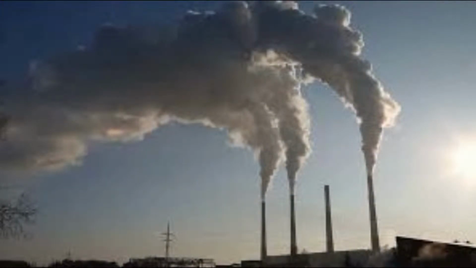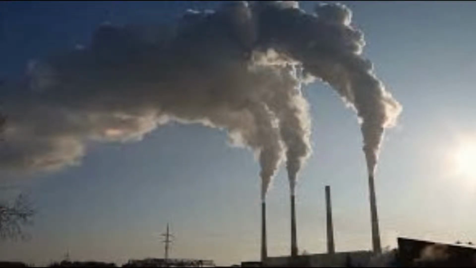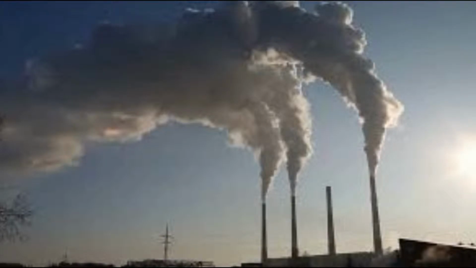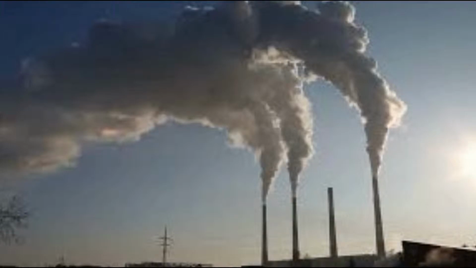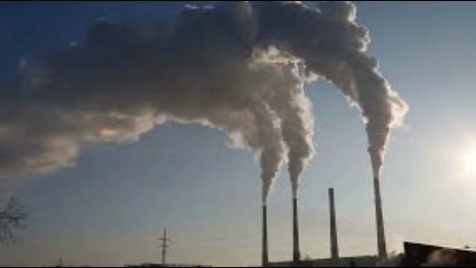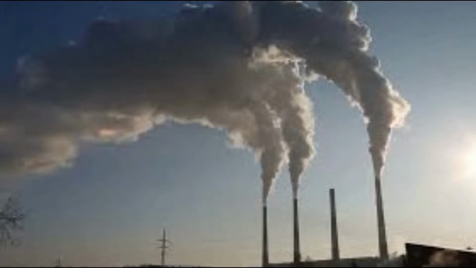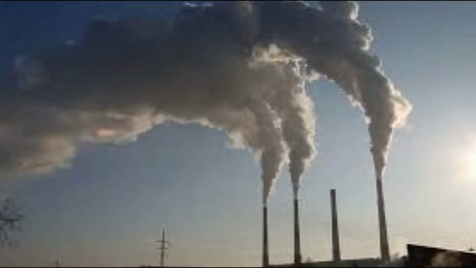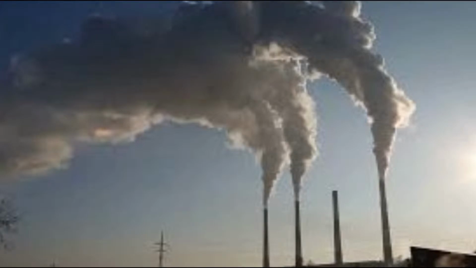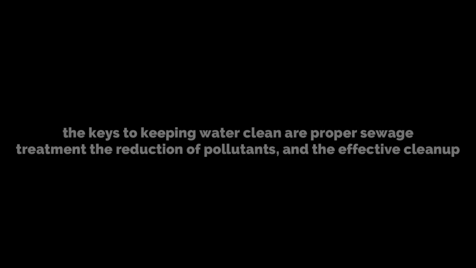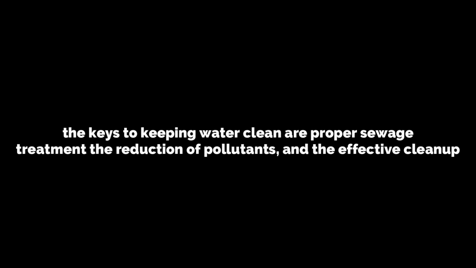A lot of bodies of water, like lakes and rivers, are affected by substances called pollutants. Some water pollutants can make water unpleasant to drink, while some other pollutants can make someone sick or even kill them. Most of the water pollutants are caused by human activities, like waste that is produced by agriculture, mining, and some other human activities that can end up polluting the water. The keys to keeping water clean are proper sewage treatment, the reduction of pollutants, and effective cleanup.